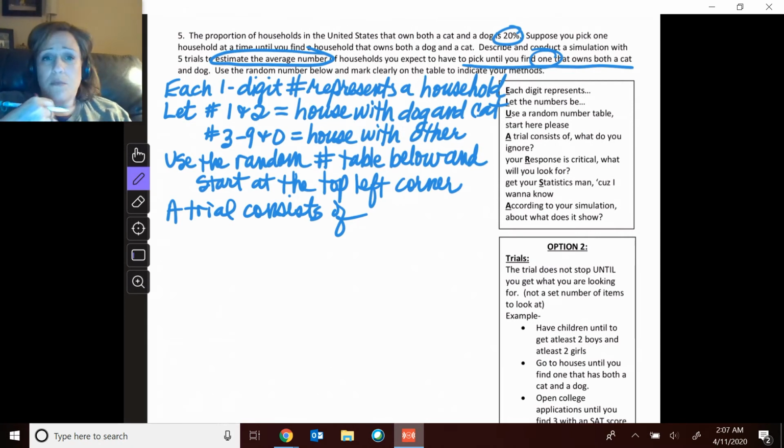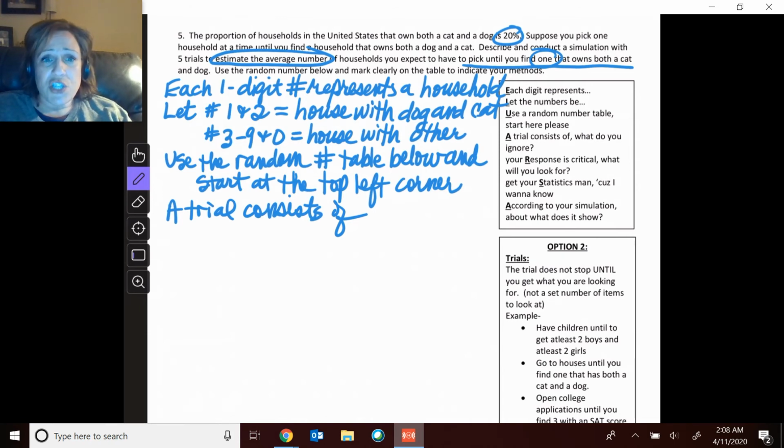Now, believe it or not, this was one that we could do theoretically, and I think I addressed that at the bottom of the page. Because we were just going until we find one of the households that has what we want. If they had said go until you find 3 houses that have both a cat and a dog, we couldn't have done that. That would not have been then a geometric situation.